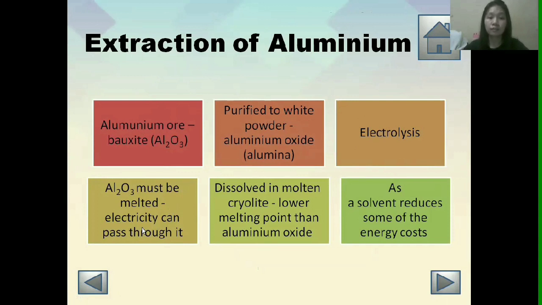The aluminium oxide is dissolved in molten chloride. This molten chloride is an aluminium compound with a lower melting point than aluminium oxide. And this molten chloride acts as a solvent to reduce some of the energy costs.